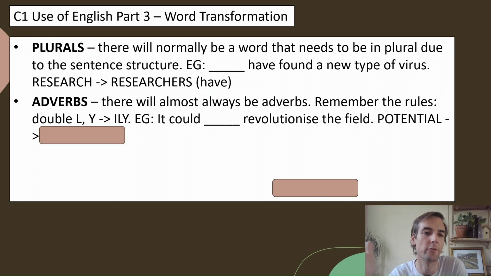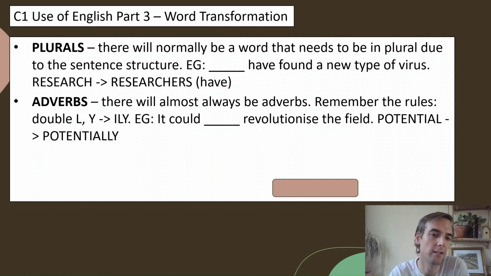This one, 99.9% of exams, you're going to have some kind of adjective to adverb or root word to adverb transformation. So you need to remember the rules, meaning if it ends in L, you need to double it. If it ends in Y, it becomes ILY, and some irregular ones as well. Learn your irregular adverbs. Example: "it could ... revolutionize the field." Well, how is it going to revolutionize? We've got a verb. We are describing how the verb happens. We need an adverb. The adverb of potential is with a double L, potentially.